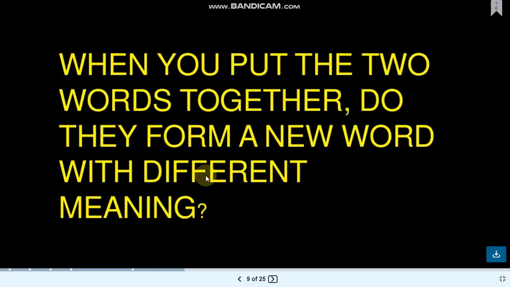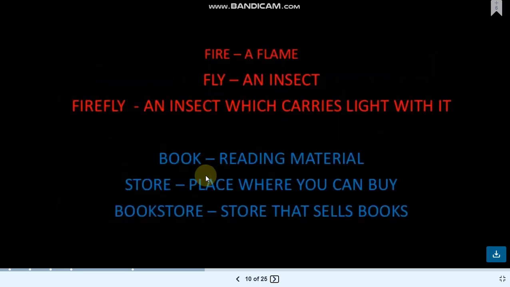What is your answer? Yes or no? Who said yes? Who said no? What do you think is the correct answer? Yes or no? Yes, they will form a different kind of word. So the two words being combined together will create a new word. Okay.